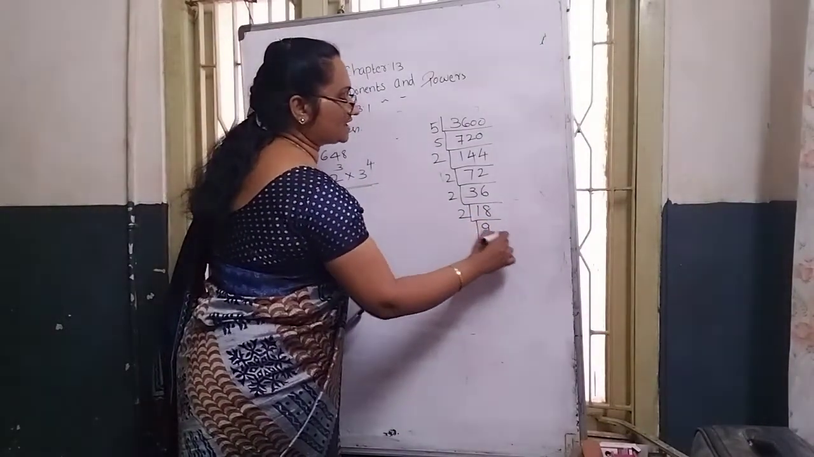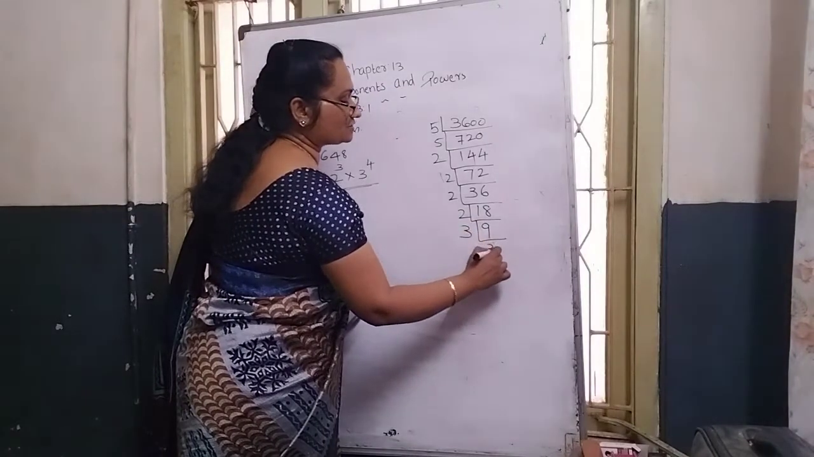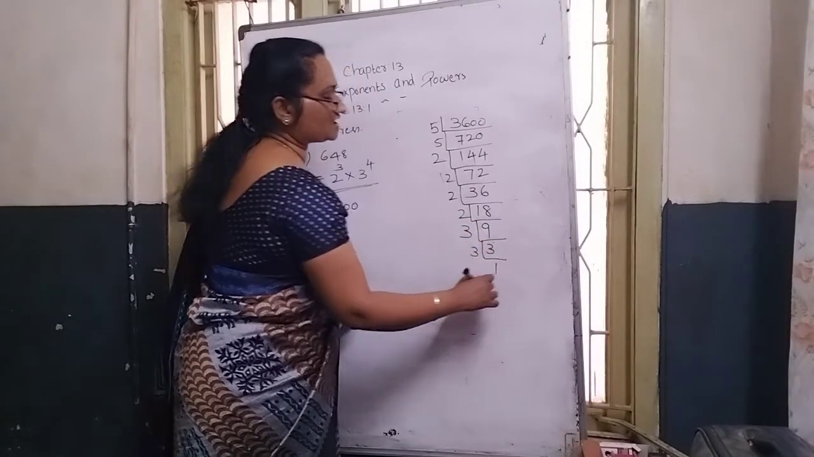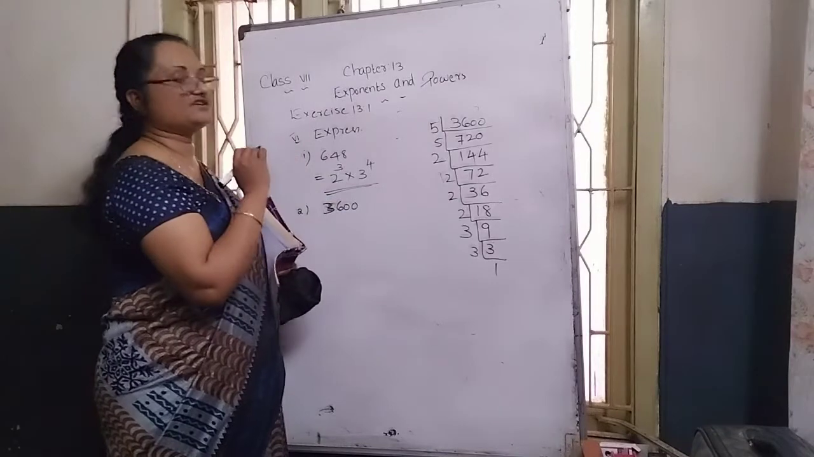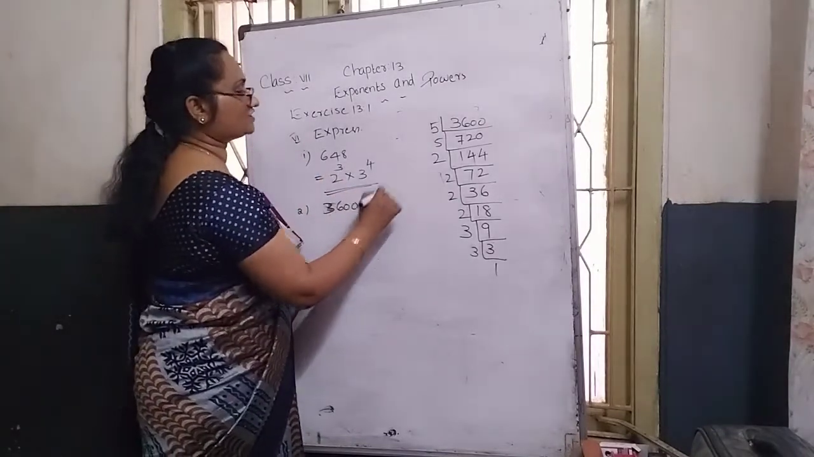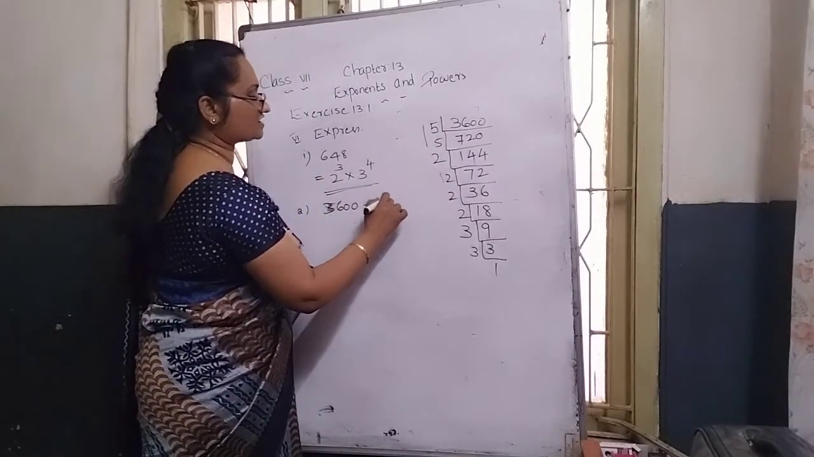2 into 9 become 18. Again 2 table not possible. 3 only. 3 table 3. Then divide and divide. Finally we reach the answer as well. Then what are the factors? Here 5 is the factor.